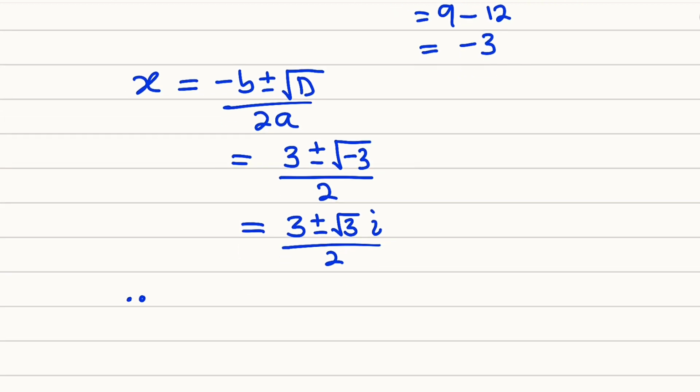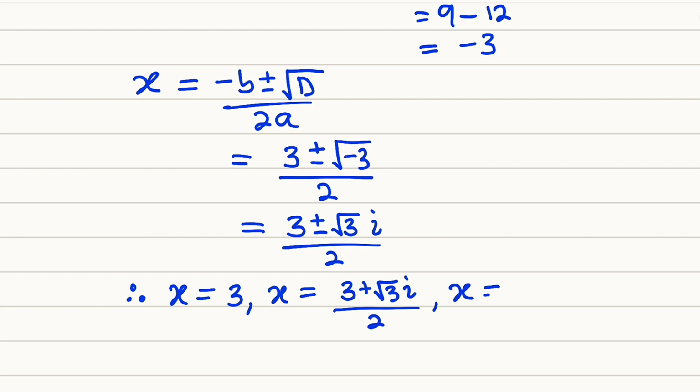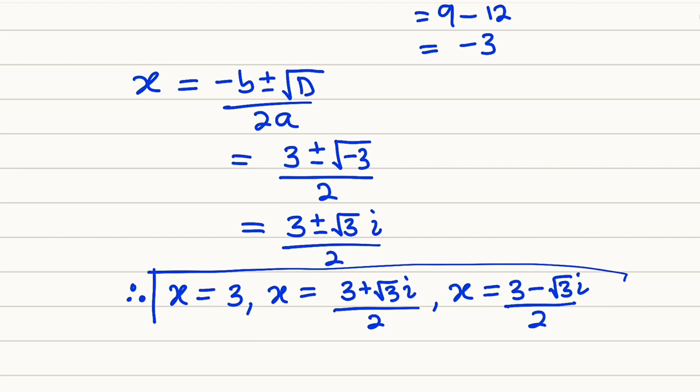Therefore, we can bring all the solutions. x is equal to 3. x is also equal to 3 plus root 3i divided by 2. Or x is equal to 3 minus root 3i divided by 2. And hence, these are our possible solutions in this cubic equation.